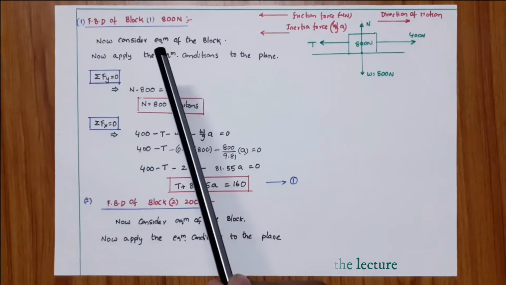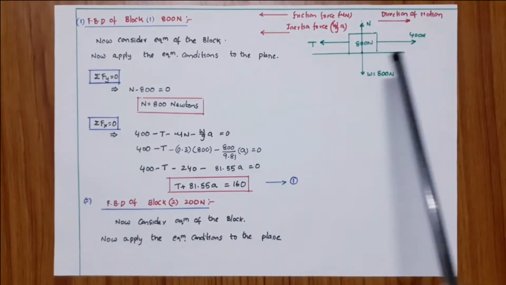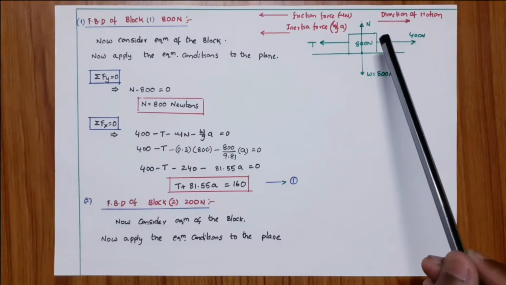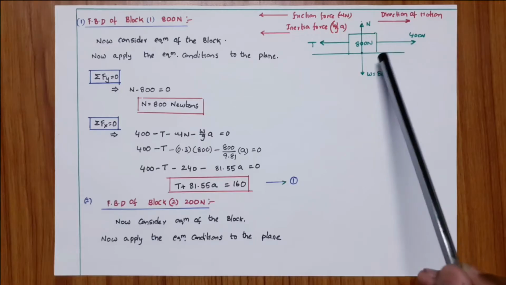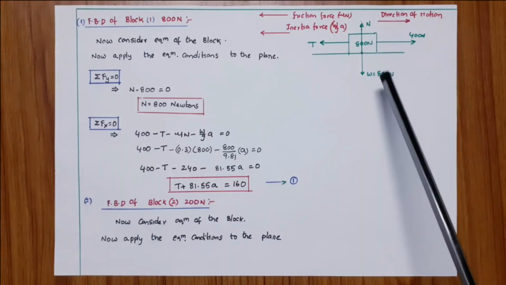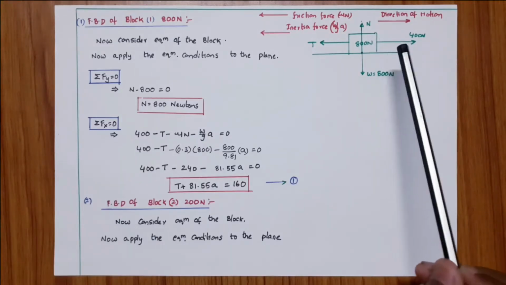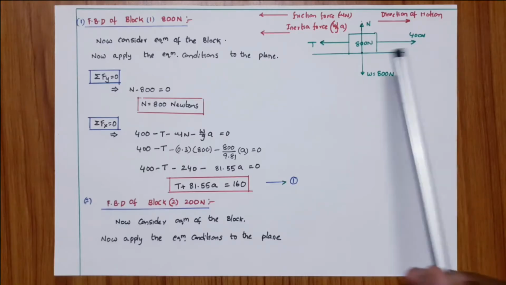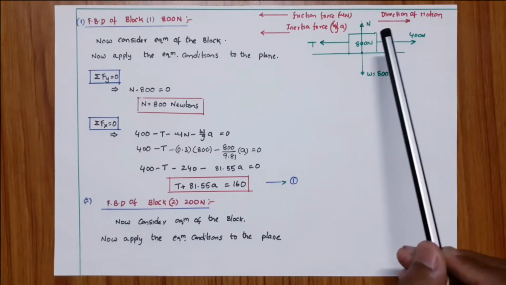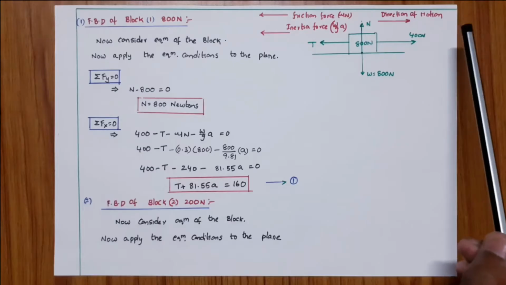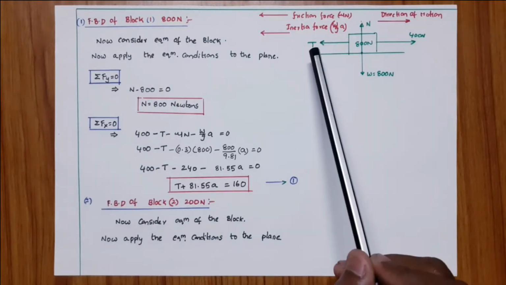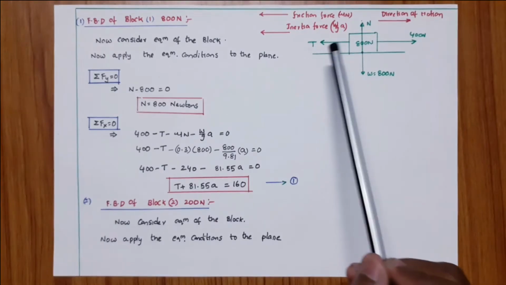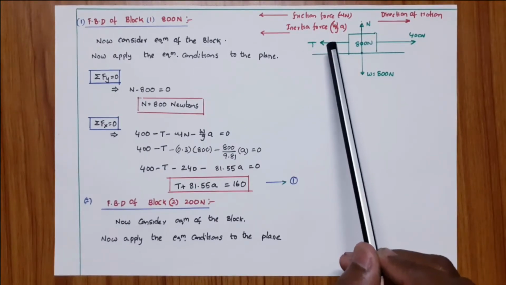FBD of block 800 Newton. So this is the given block. Here, at the contact between the block and the plane, the normal reaction is generated. So N is acting upwards, the weight of the body acting downwards. Here the force 400 Newton is pulling the block towards right, and the direction of motion is towards right. In the opposite direction the friction force and inertia force act. Here the tension in the string is T, acting towards right.